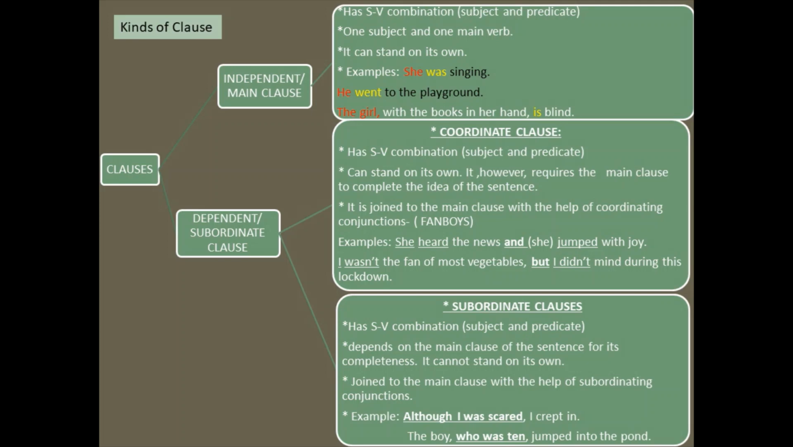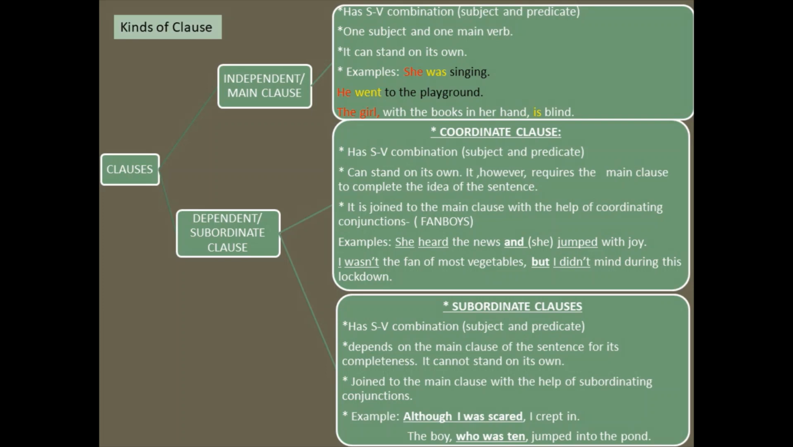So when you get this situation, where you see that both the clauses are equal in themselves and can stand on their own, we can join them with the help of a coordinating conjunction. So that is the reason, even though it is dependent on the other, still we call it a dependent clause. Okay. Then we move on to the subordinate clauses.